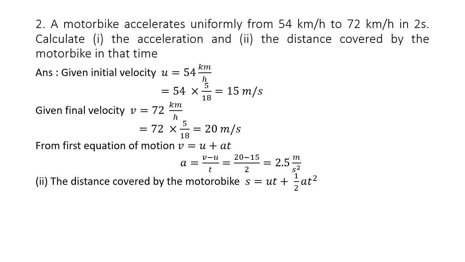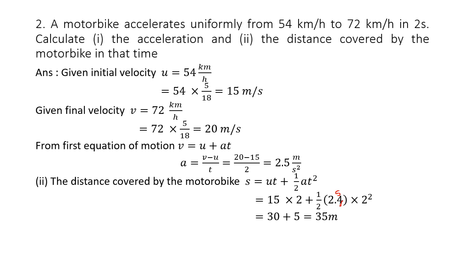The u is 15, the t is 2 seconds and a is 2.5. Putting down the values, sorry there is a mistake here, I made a mistake. It is not 4, it is 5. 2.5 into 2 square. So 15 2s are 30 and 4 into 2.5 is 10. 10 divided by 2 is 5. So 30 plus 5 is 35 meter.